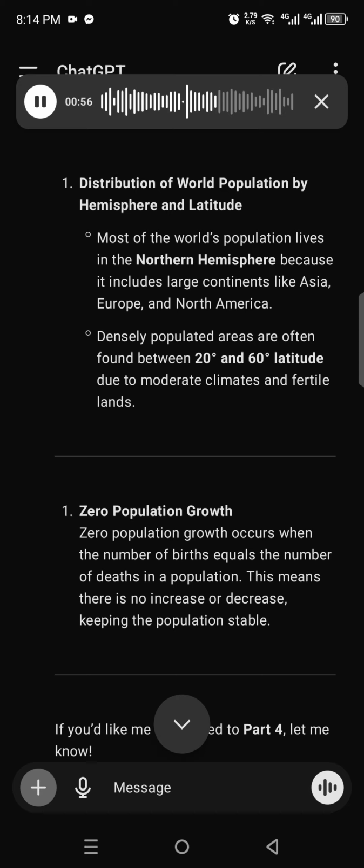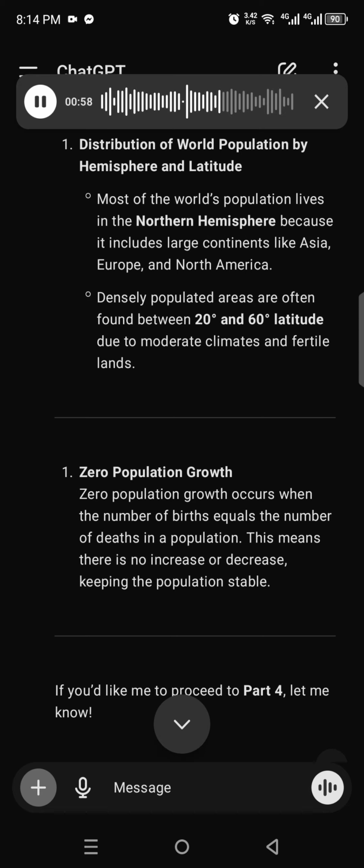4. Distribution of world population by hemisphere and latitude. Most of the world's population lives in the northern hemisphere because it includes large continents like Asia, Europe, and North America. Densely populated areas are often found between 20 degrees and 60 degrees latitude due to moderate climates and fertile lands.